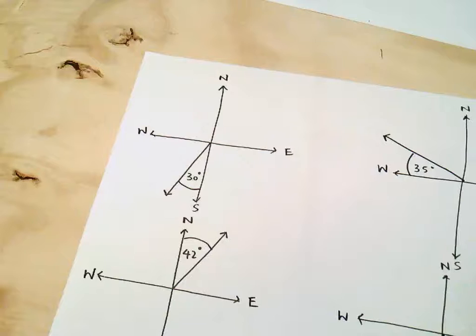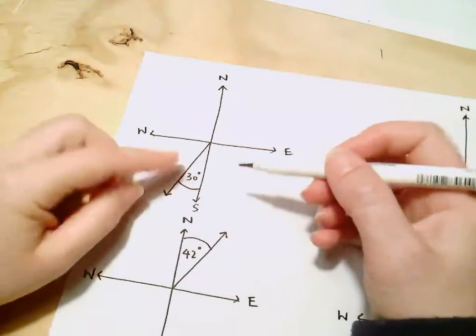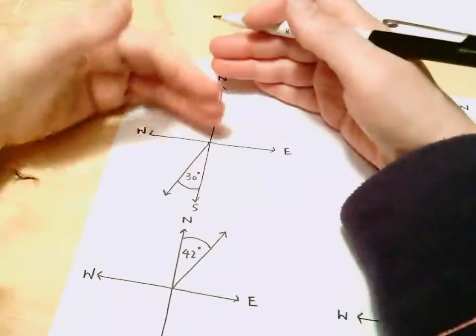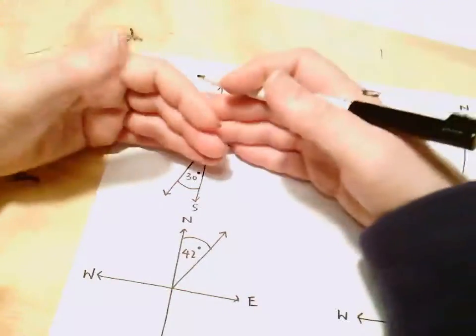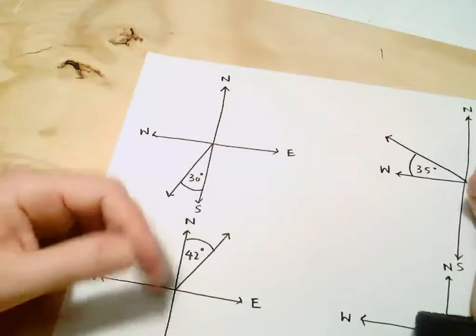Remember that I'm always going to give a north or a south direction first. So I'm going to look at my angle here and say, is this in the northern half of my compass, or is this in the southern half of my compass? And this one here is in the southern half of my compass.